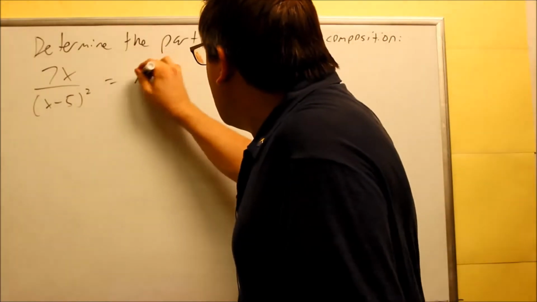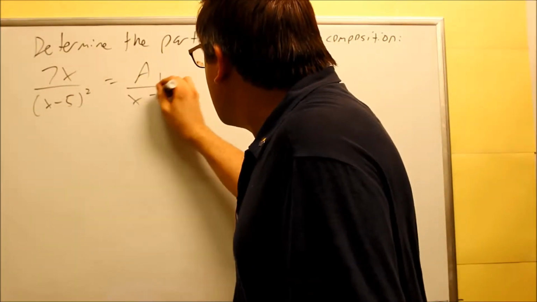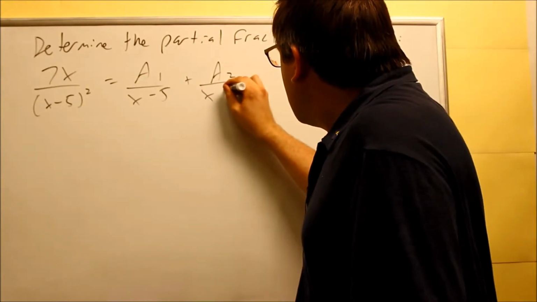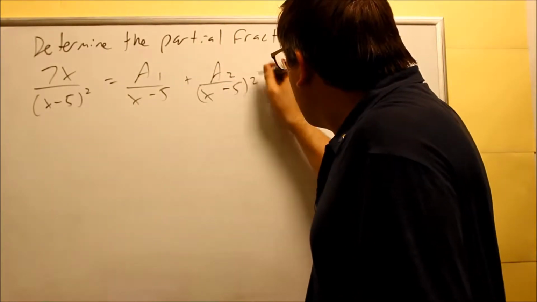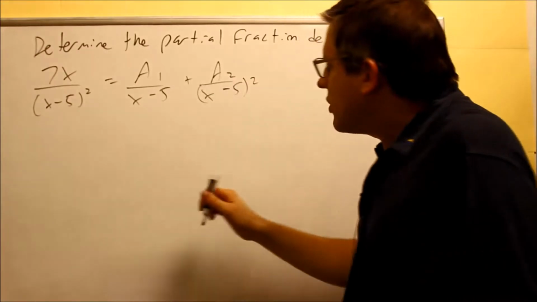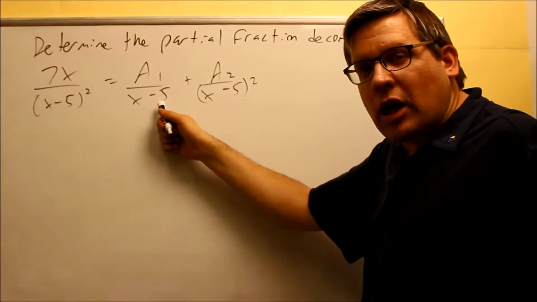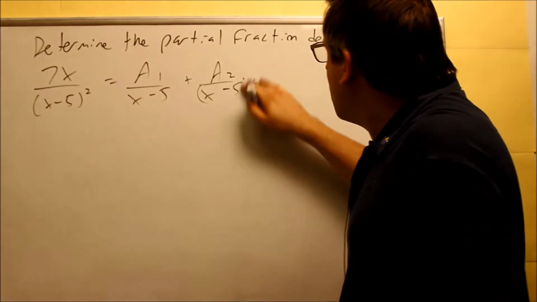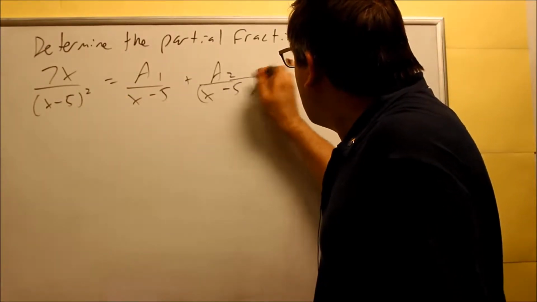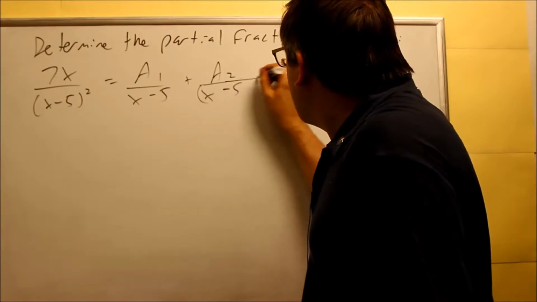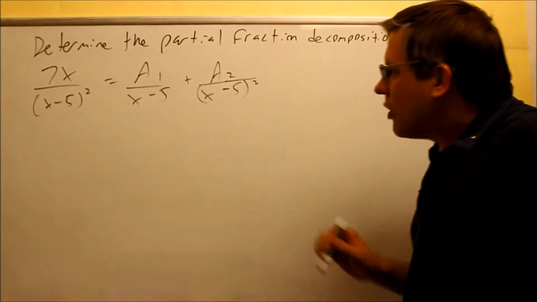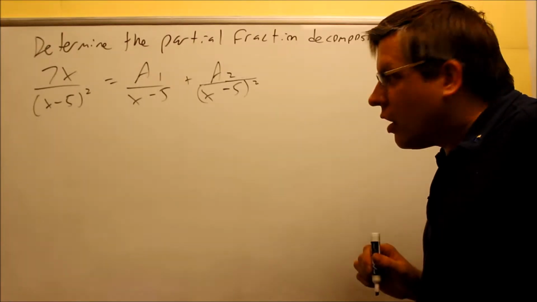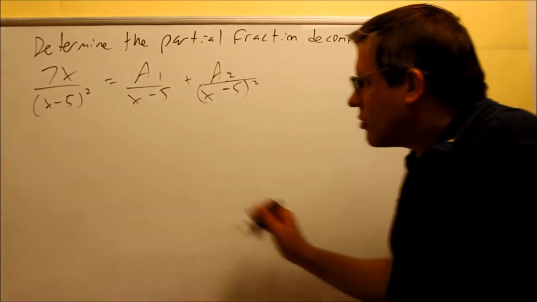So for this we have a1 over, what you do is you start with the first linear factor, and then you do the second one raised to the second power. So basically you start with that to the first power, you keep on going up until you reach whatever power that one is. So that one right there is going to be x minus 5 squared. So that's going to be your setup. So now that we have the setup, we need to get our common denominators.